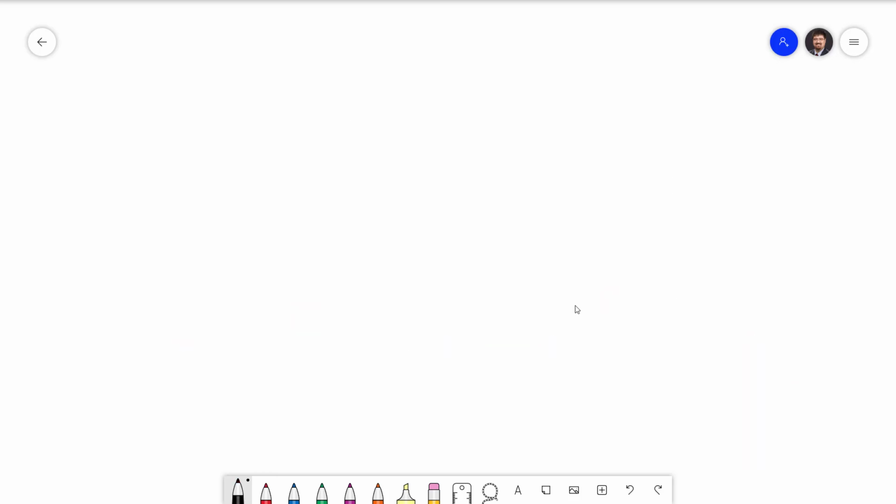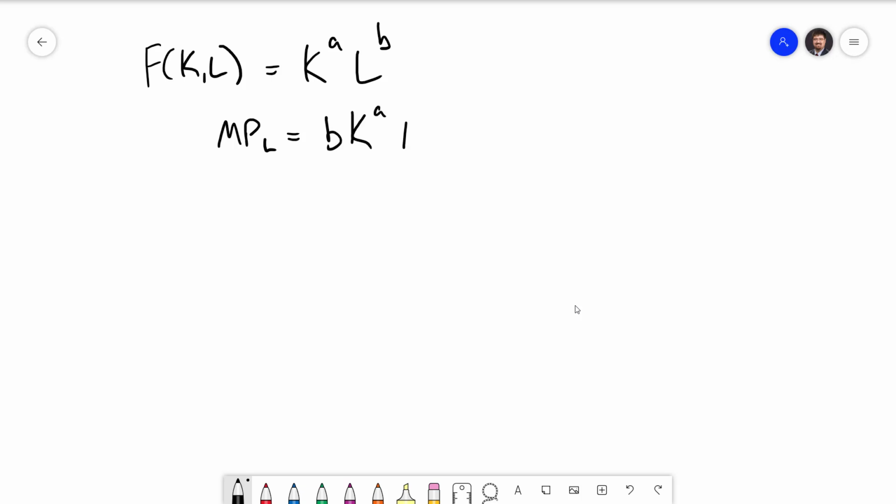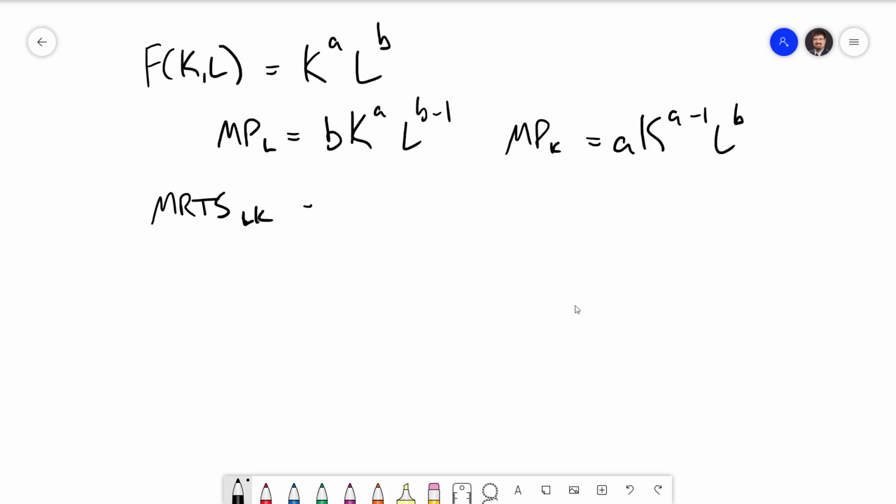Finally, we're going to take a look at the isoquants for Cobb-Douglas, which has a functional form K to the a, L to the b. In the previous video, we found the MPL equals b K to the a, L to the b minus 1, and the marginal product of capital was a K to the a minus 1 L to the b. This means our MRTS of labor for capital will be b K to the a L to the b minus 1 divided by a K to the a minus 1 L to the b.